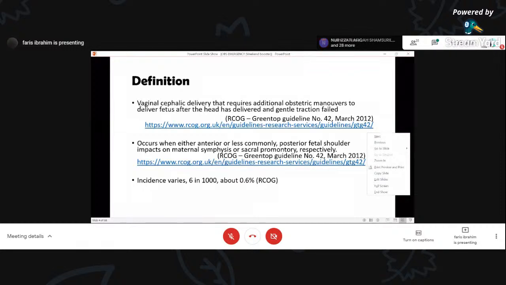Vaginal cephalic delivery, it should require additional obstetric maneuvers and it should be happening after the fetal head has been delivered and after gentle traction phase. So ada 4 key points lah, key points in the definition.